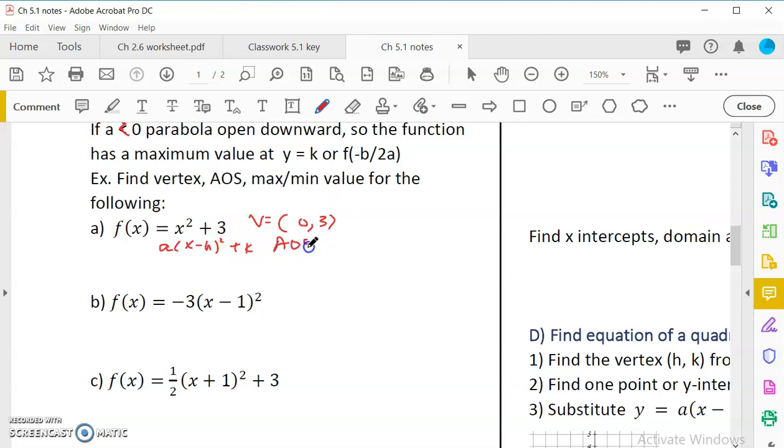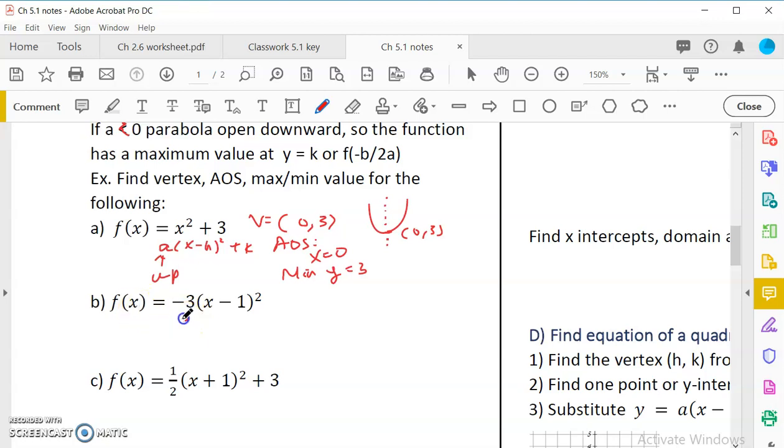Axis of symmetry is the line that passes through this point. You can imagine a is positive, right? So it's an up parabola, and you will see it like this. And this point is (0, 3). The axis of symmetry goes through it, so the axis of symmetry is x equals 0 because x is 0 here. And we have a minimum y because it's the lowest point, y equals 3. So this y value 3 is a minimum.